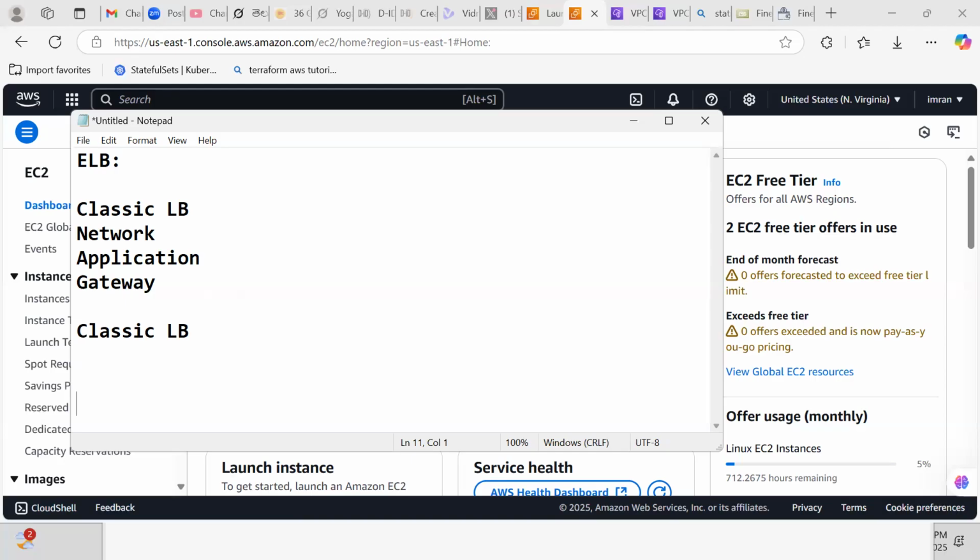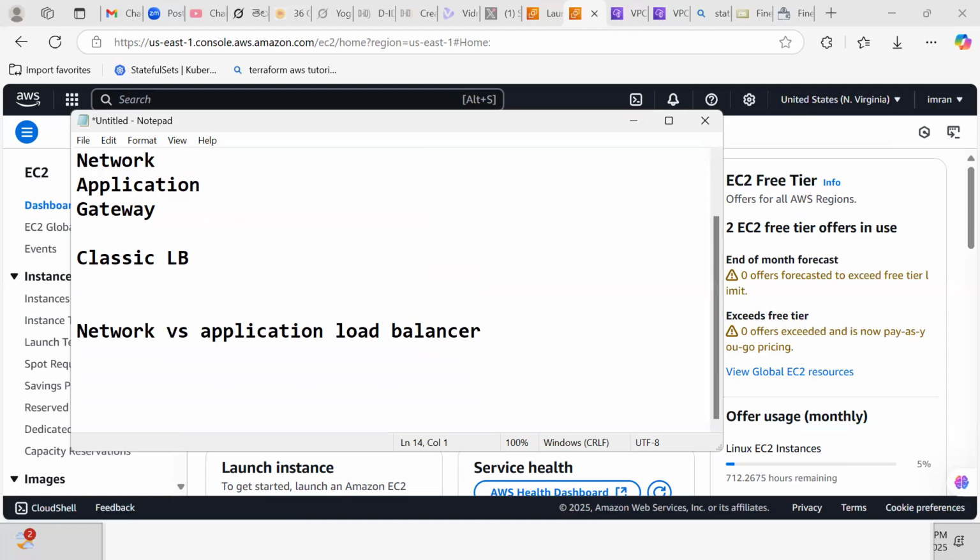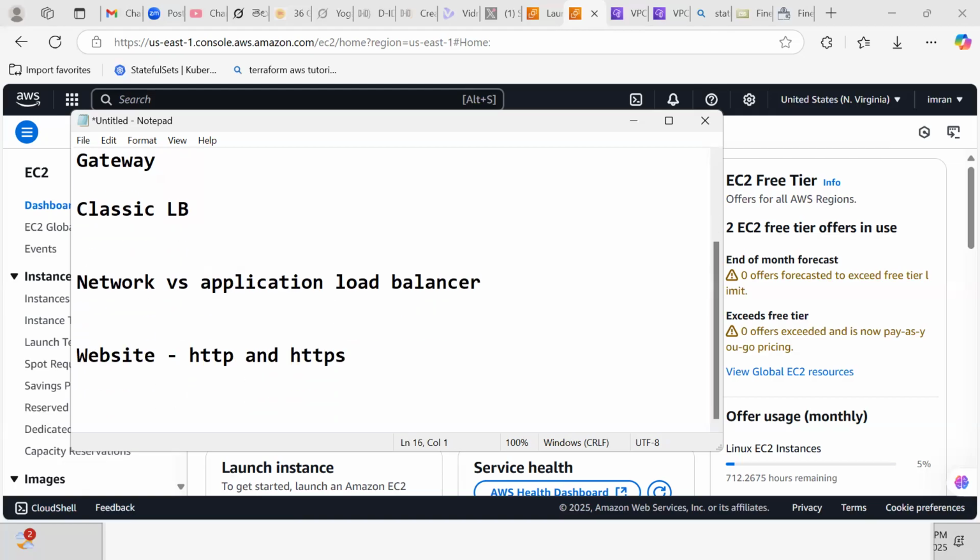So then, what is the network load balancer? It's a mandatory interview question. You should be able to explain network versus application load balancers. Mostly among these two, we need to suggest the best load balancer. So you have a website. We are going to use HTTP and HTTPS ports.